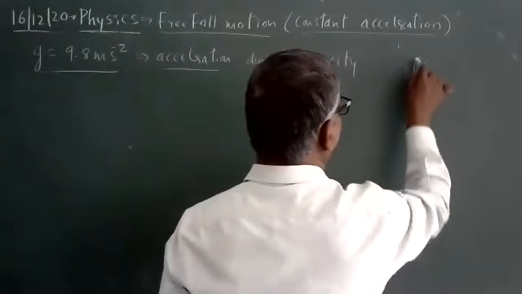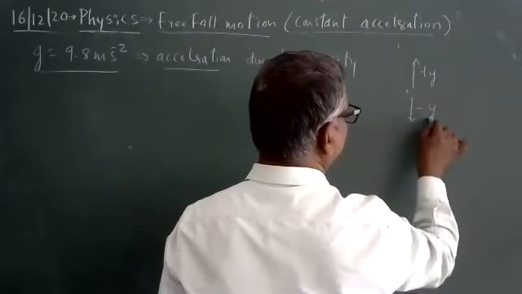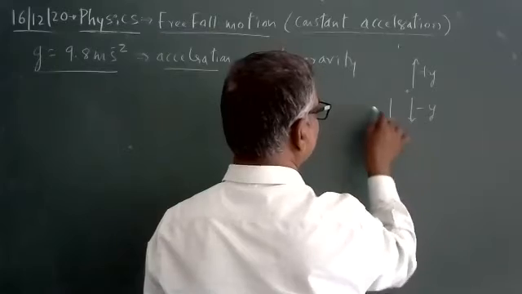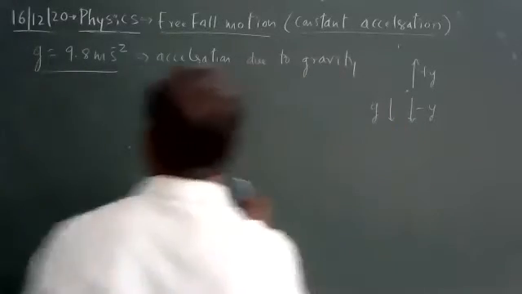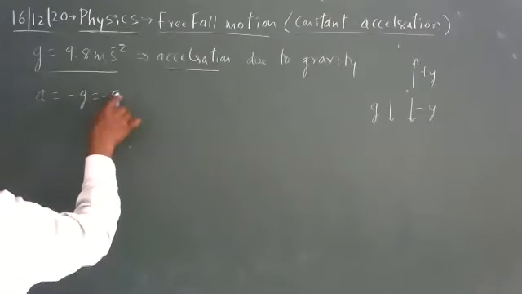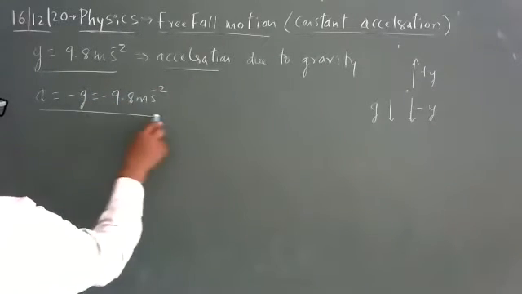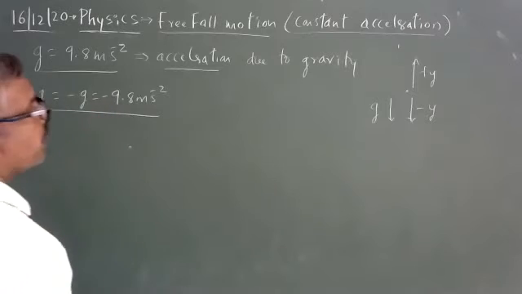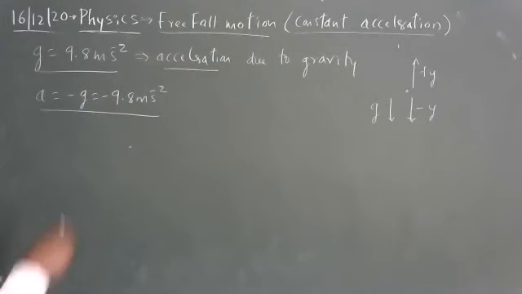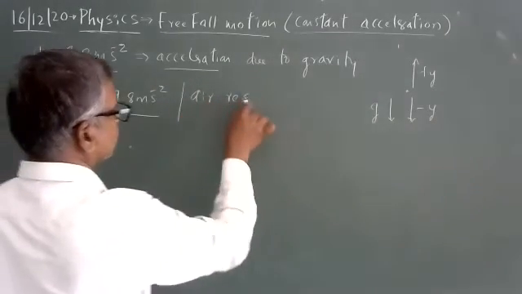Upward is positive y, and this is negative y. Here, since gravity is always downward, we take the acceleration due to gravity as minus g, equal to minus 9.8 meters per second square. Now, an object falls under free fall when air resistance is neglected.